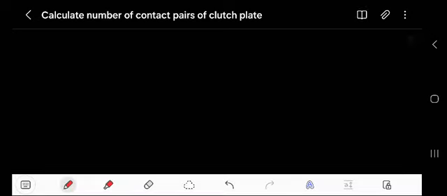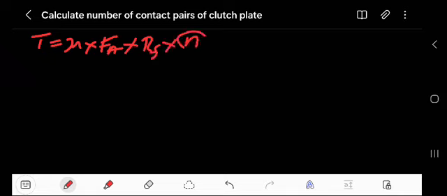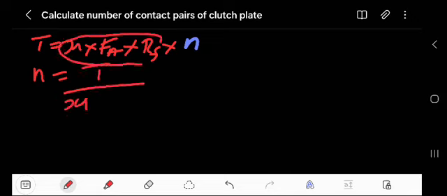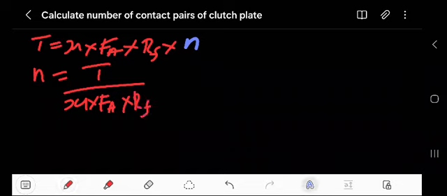n is from this torque formula: T equals n multiplied by the axial force multiplied by the coefficient of friction multiplied by RF. If I make n the subject, I divide T by all of that, so n equals T over the coefficient of friction multiplied by F applied multiplied by RF. So to find n, you need to find the torque, the applied force, and RF. Then we are done. So where can we get the torque?